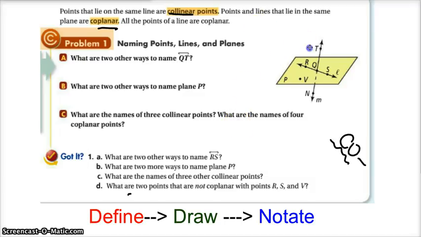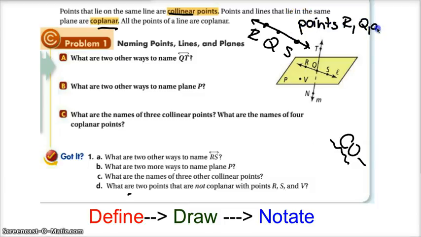Collinear. A good example of collinear would be this line down here. I have R, Q, and S. In regards to notation, you could say points R, Q, and S are collinear. There's no special symbol like there was for parallel or like there needs to be for line. We just have to say it like it is.